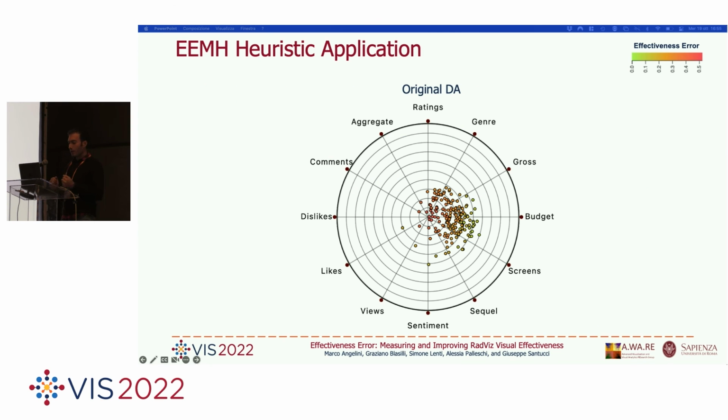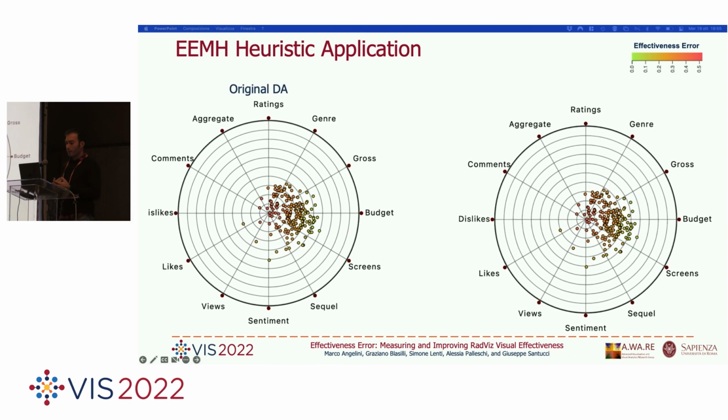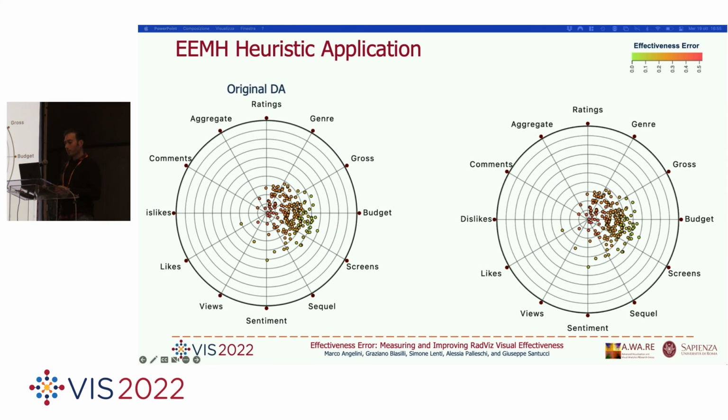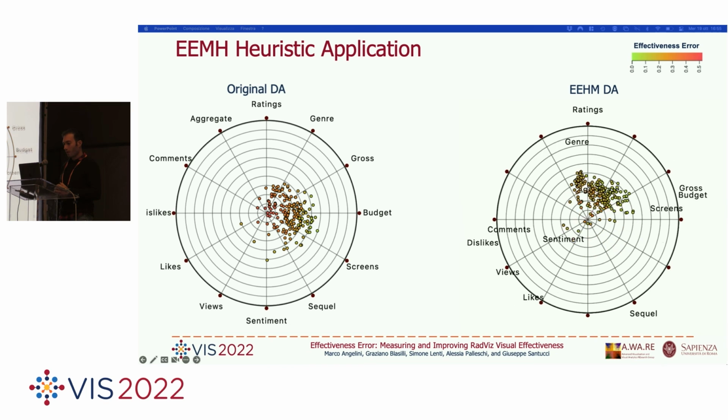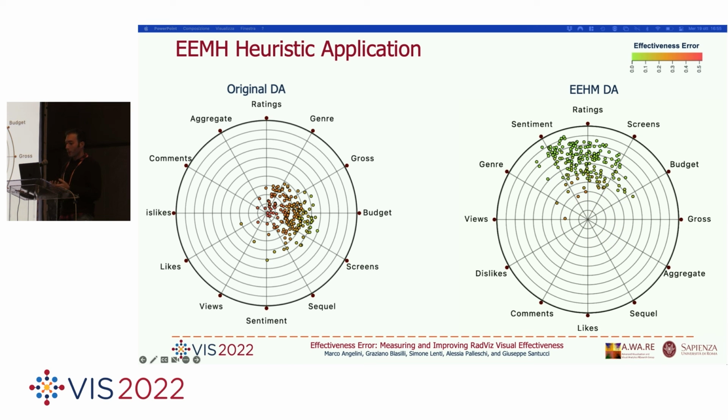So this is the same dataset of the previous example, where most of the points show an error, and it's not possible to make correct assumptions. Look what happens if we apply the heuristic. Most of the points become green, so the error is very low, and now we can formulate correct assumptions.